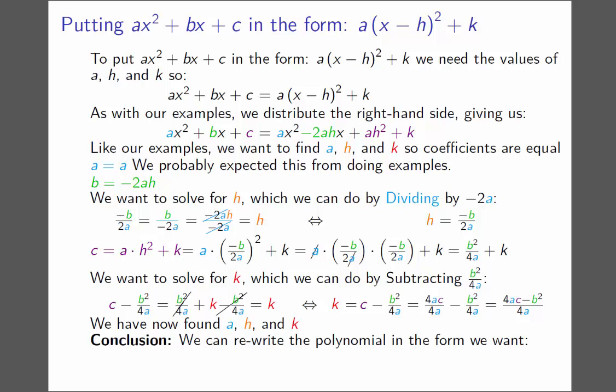And we can conclude that we can rewrite the polynomial we want in the form ax squared plus bx plus c equals a times (x minus negative b over 2a, our h) all squared, plus (4ac minus b squared) over 4a, our k. Let me point out that while this has been very messy so far, it will get better and we'll have a very beautiful conclusion at the end.